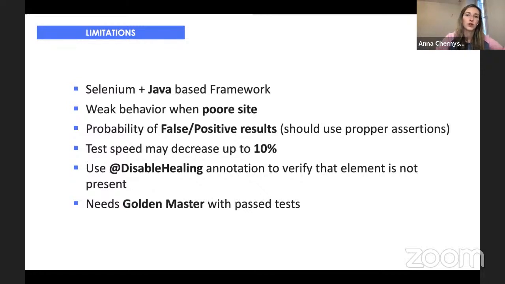And one more limitation is that you need to have a golden master. You need to have a past test. You need to first fix it if it was broken, and then run it. And if in the next runs this test fails due to UI changes, Healenium will fix it, but it needs a golden master just to know what element is the target one. So what element we are going to interact with and what element should be healed.